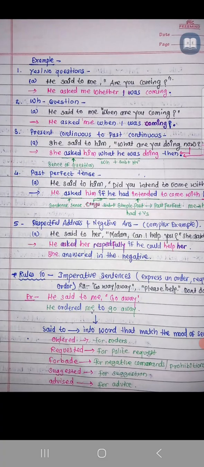Next we see the example. First is yes/no types of questions. First example: he said to me, are you coming? So here the tense changed. He asked me whether I was coming, because as I already told you, whether is used here because it is a yes/no type of question. Whether I was coming, tense changed. Are you coming is present continuous tense, so here only the subject is changed first, then the helping verb in indirect, and coming, am/is/are plus ing, that means present continuous tense. Here it is converted into the past continuous tense.